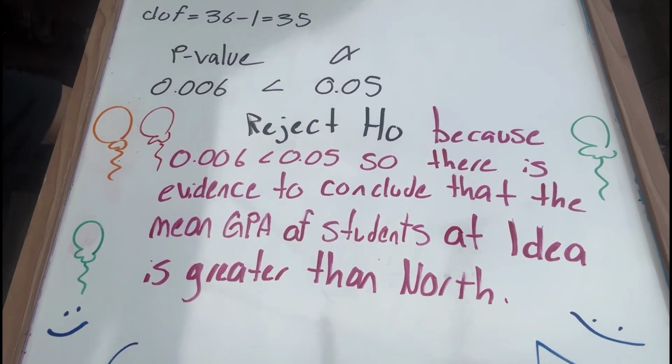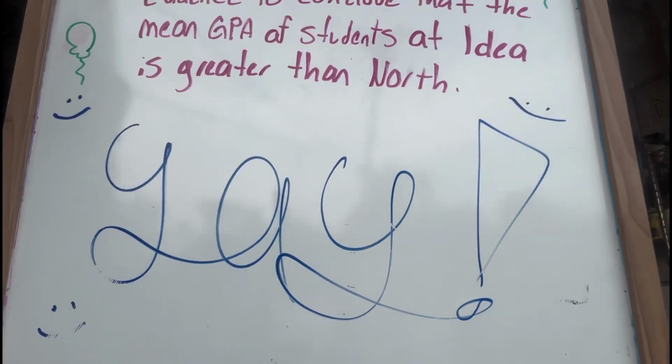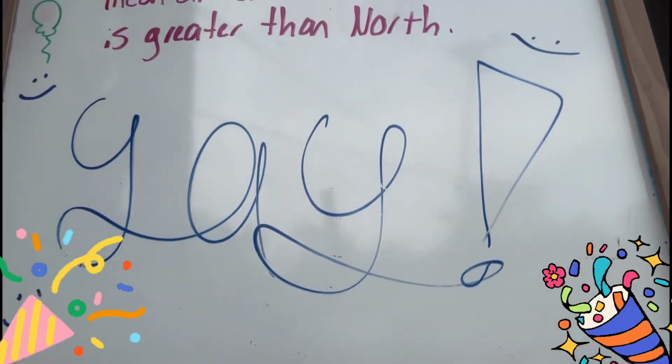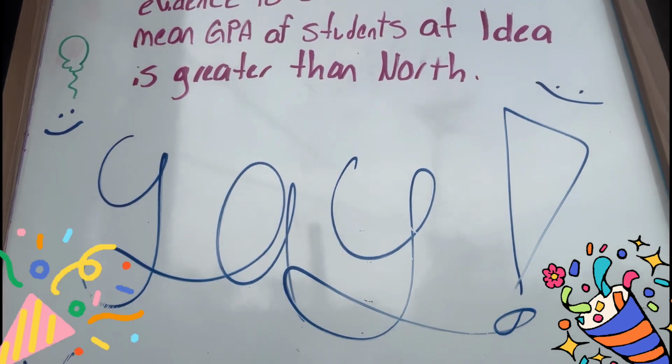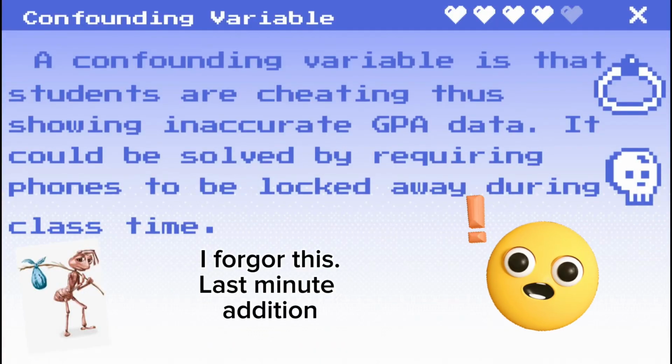North is. So, in conclusion, we are better, and time has nothing to do with GPA. We're goated. A confounding variable is that students are cheating by showing inaccurate GPA data. It could be solved by requiring phones to be locked away during class time.